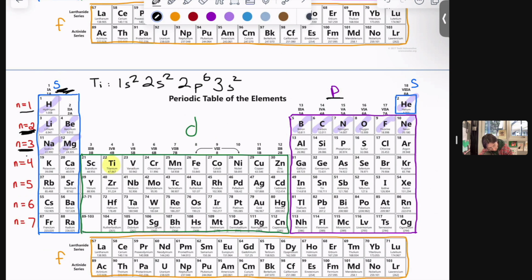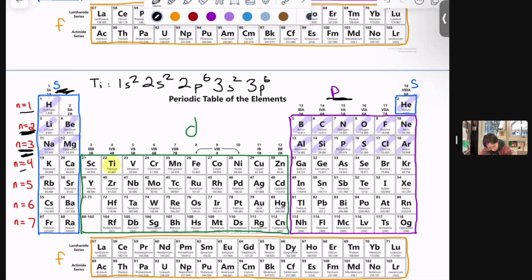Then I have to move on to my 3p and count across 1, 2, 3, 4, 5, 6. Next row, I have my 4s, and there's 1, 2 here.